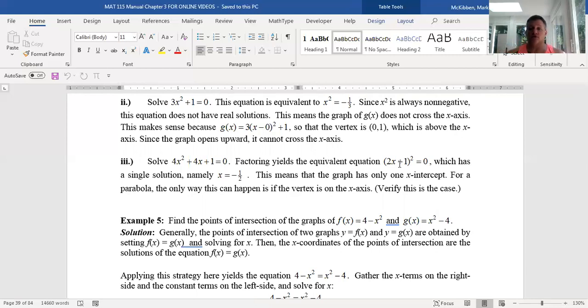And so what that means is that if you're looking at this function when you graph it, the vertex will live on the x-axis, right? You'll either open up from the vertex or down, but you didn't translate it vertically in either direction.